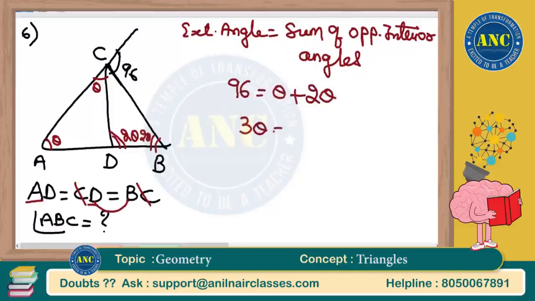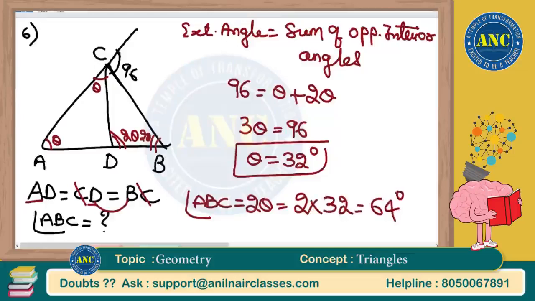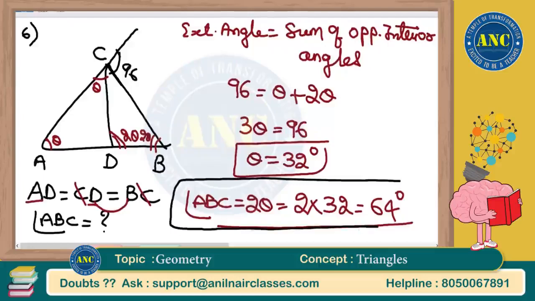So 3 theta is nothing but 96. Theta is nothing but 32. Angle ABC is nothing but 2 theta, 2 into 32, which is nothing but 64 degrees. I hope it is clear.